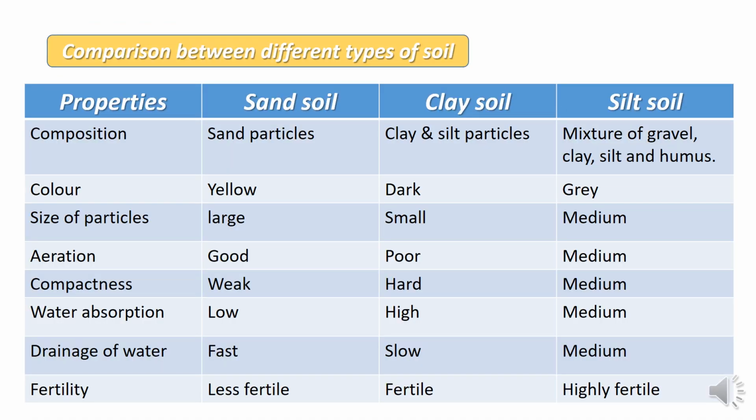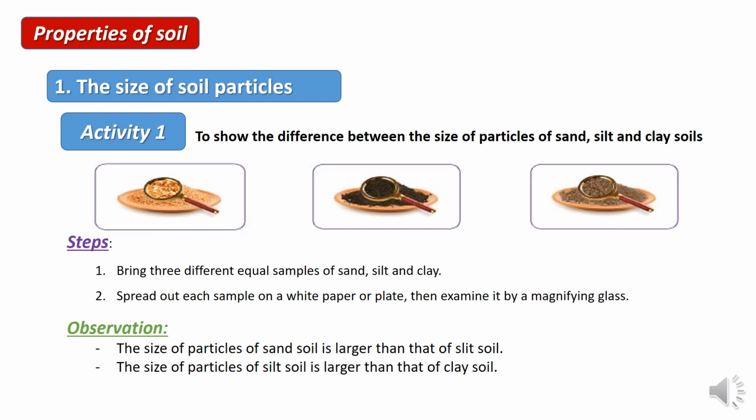And here is a comparison between different types of soil: sand soil, clay soil, and silt soil. Properties of soil. Number 1, the size of soil particles. To show the difference between the size of particles of sand, silt, and clay soils. Steps. Number 1, bring 3 different equal samples of sand, silt, and clay. Spread out each sample on a white paper or plate, then examine it with a magnifying glass.